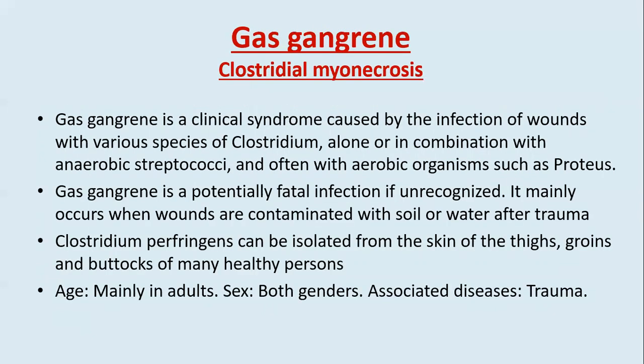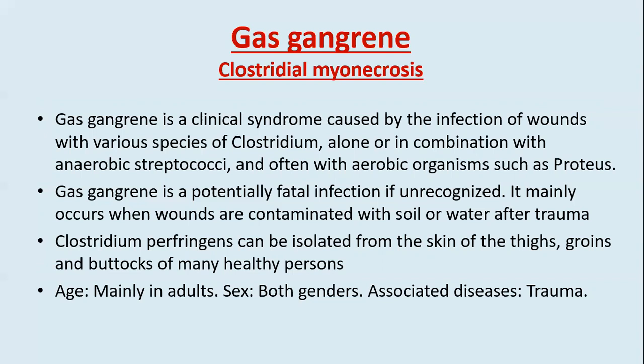Gas gangrene, or Clostridial myonecrosis. Gas gangrene is a clinical syndrome caused by infection of wounds with various species of Clostridium, alone or in combination with other anaerobic streptococci, and often with aerobic organisms such as Proteus. Gas gangrene is a potentially fatal infection if unrecognized, and it may occur when wounds are contaminated with soil or water after trauma.